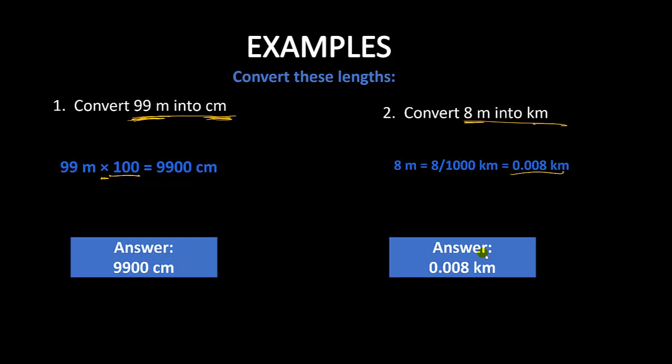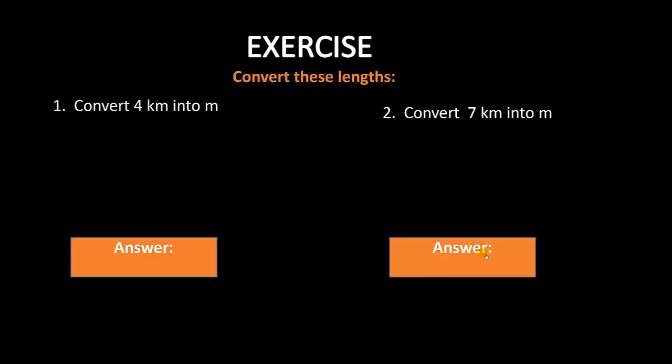Now let's see our exercises. Our first question is to convert 4 kilometers into meters. Well, it's going to be multiplied since it's a big unit to a small unit. So it's going to be 4 kilometer multiplied by 1,000, which is equals to 4,000 meters. So our answer is 4,000 meters.